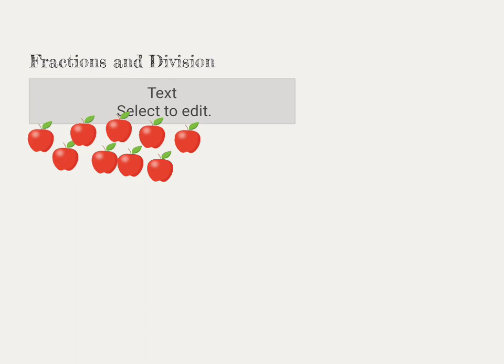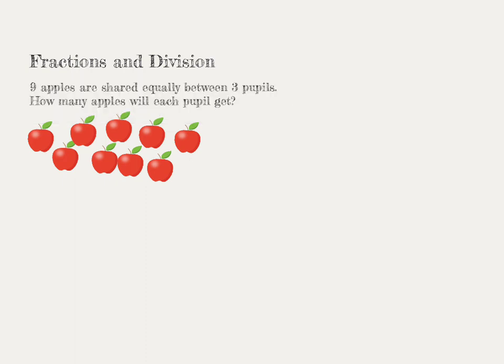Right, so today we're going to look at fractions and division. So let's think about what we know about division. So I have a question here. 9 apples are shared equally between 3 pupils. How many apples will each pupil get? How do I solve this?